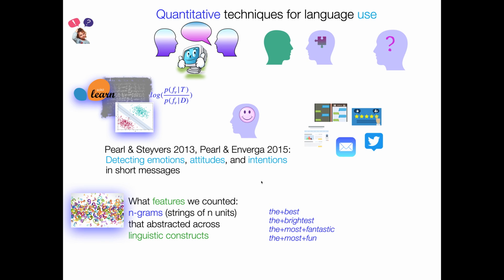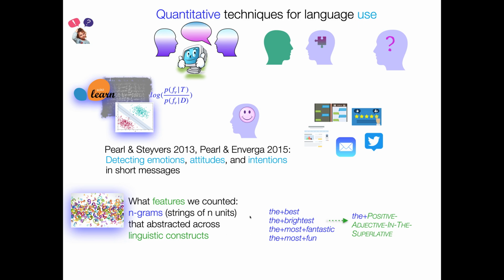And the thing that we did was abstract across linguistic constructs. So rather, for example, than just having the best, the brightest, the most fantastic, the most fun be 4 separate features, we wanted to capture the fact that they have something in common. One thing they have in common is that they are the superlative form. Best is the highest, brightest, most fantastic, most fun. So they're the highest form, the strongest form of an adjective, not just any adjective, but a good adjective, a positive adjective. So best is good, brightest is bright, fantastic, fun. These are positive adjectives. So we can abstract these 4 examples into a single feature, the followed by a positive adjective in the superlative.